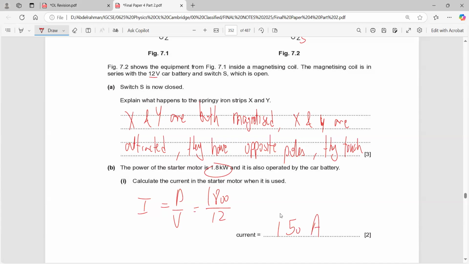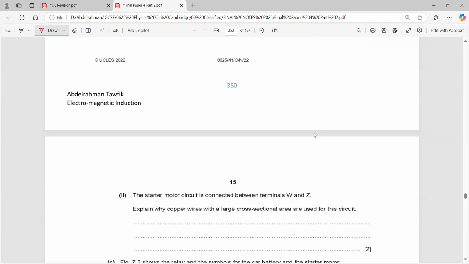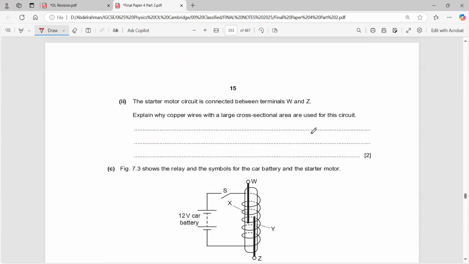Car batteries have very, very high currents. They are extremely dangerous. Car batteries are extremely dangerous. 150 amperes. The starter motor is now connected between terminals W and Z. Explain why the copper wires with large cross-sectional areas are used for this circuit.